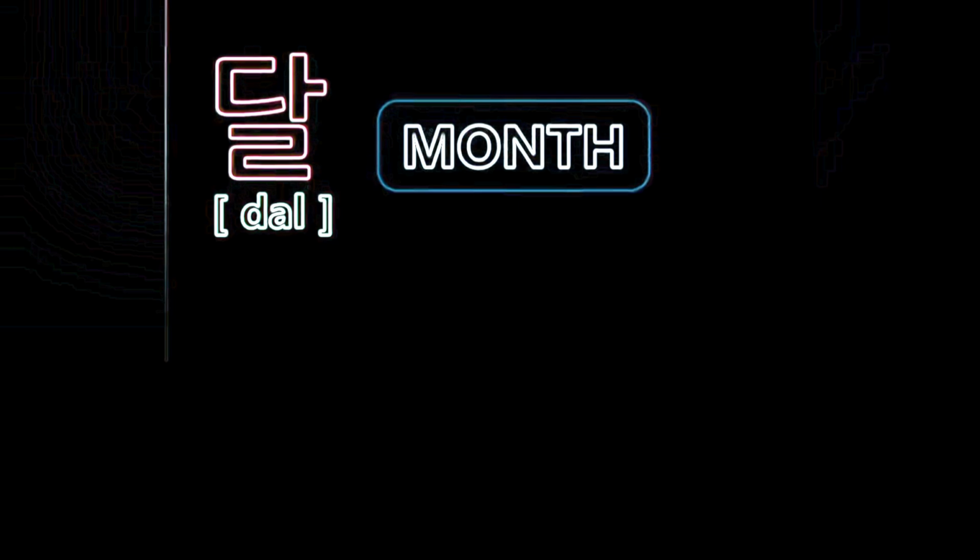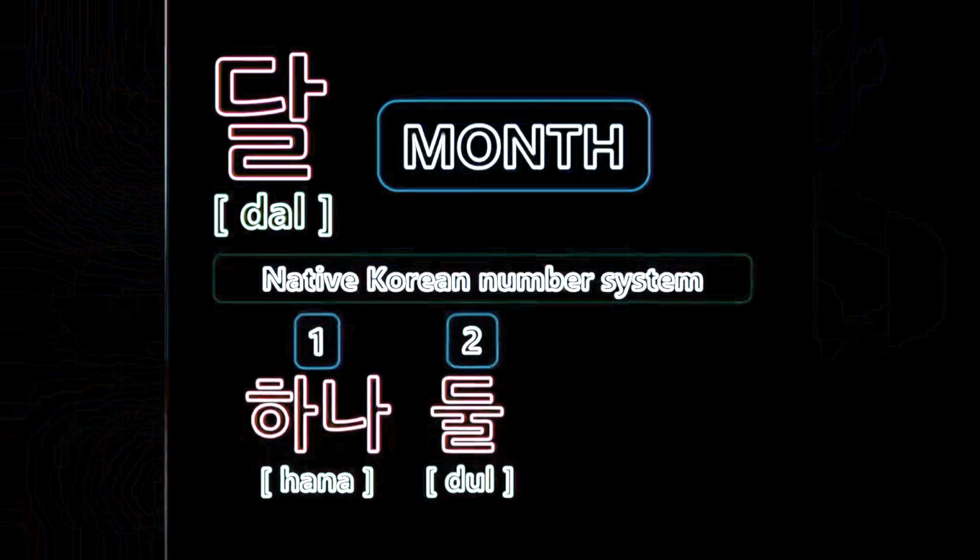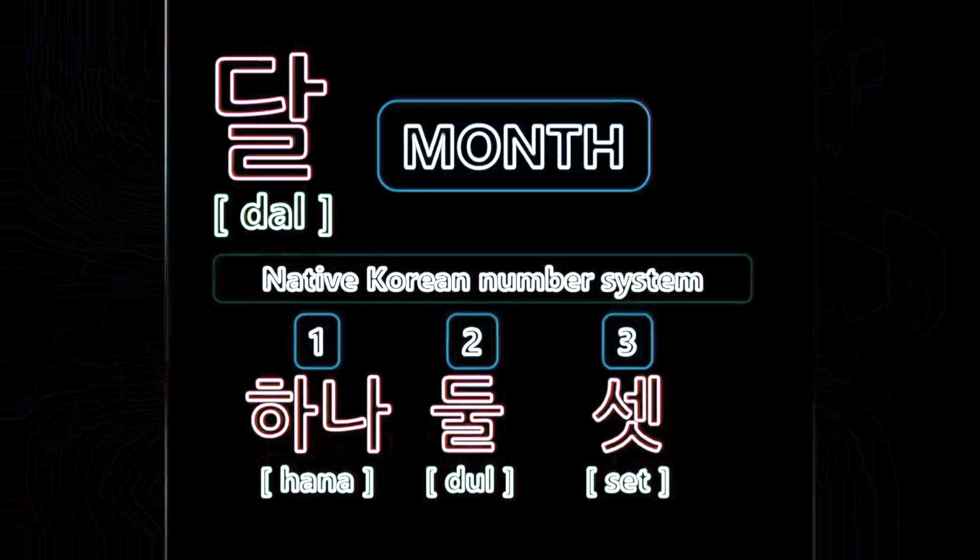Another word used for month in Korean is 달. This is a native Korean word for the term month. It means the same as 월. You'll use this along with the native Korean number system, which starts with 하나, 둘, 셋. This format is used for counting the duration or period of months.